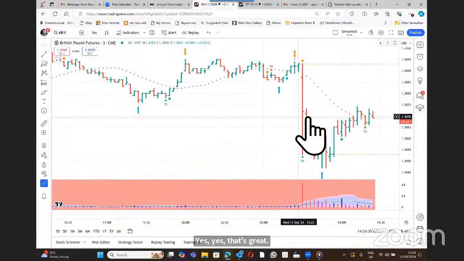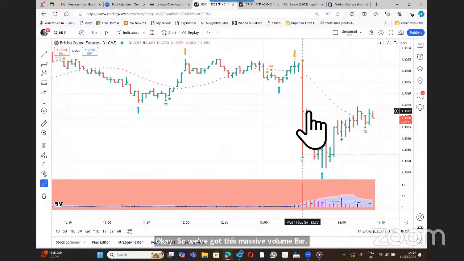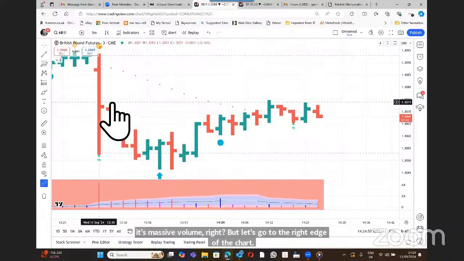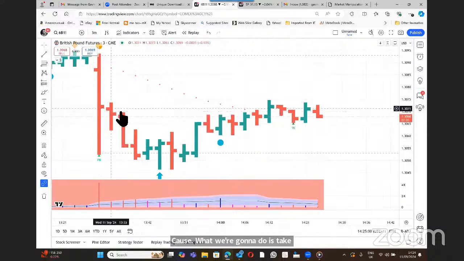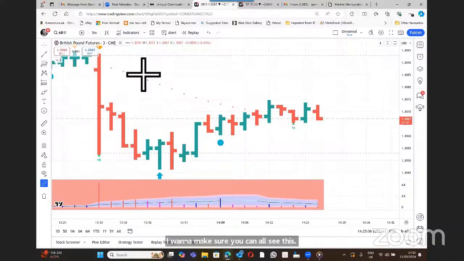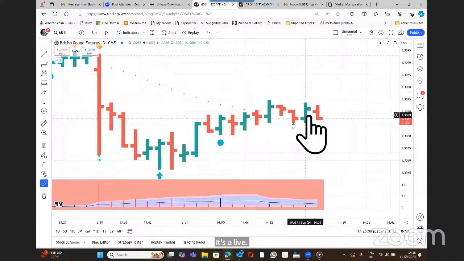Okay, so we've got this massive volume bar. Now, the first question I asked you, do you accept that's high volume? It's a really big question because some people say, "Oh no," but it's massive volume. But let's go to the right edge of the chart. Because what we're going to do is take this area right now. I want to make sure you can all see this. It's a live 3-minute futures chart, and I'm going to analyze every bar for you. I've only got 5 minutes, but I'm going to show you.